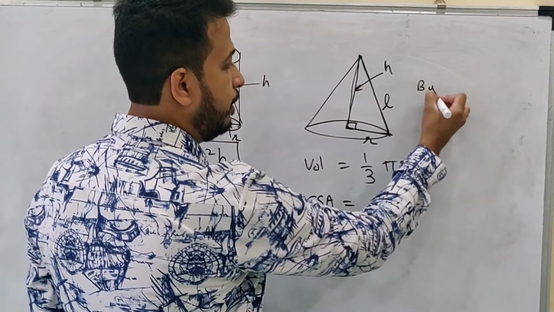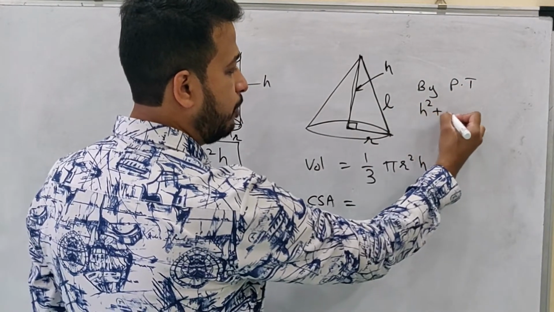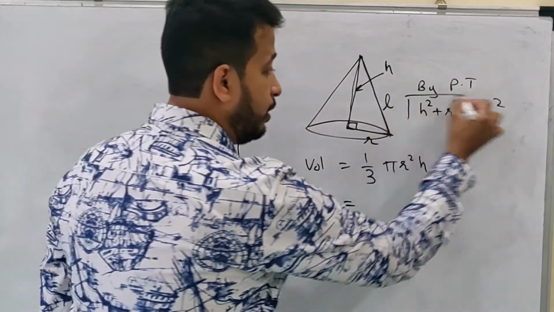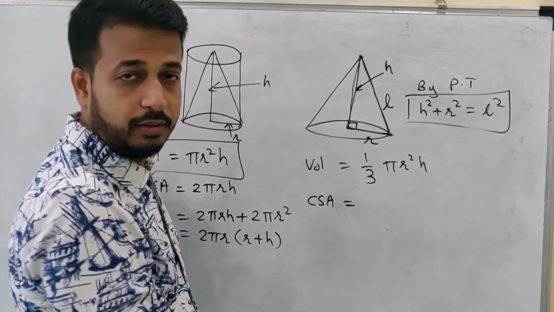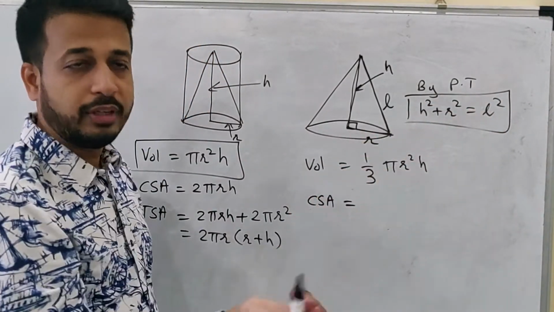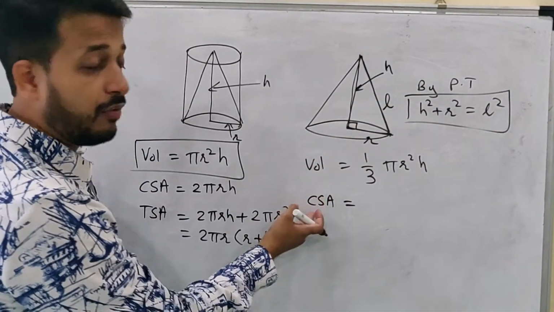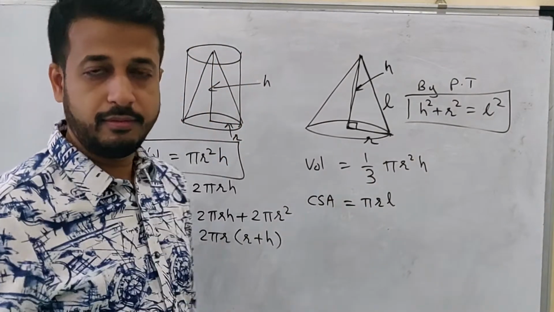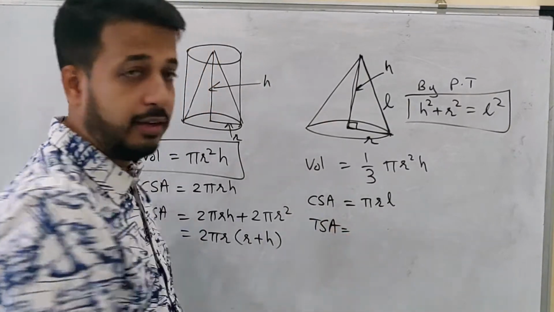So by Pythagoras theorem, I have the formula which is h square plus r square is equal to L square. This formula can be used. If I know h and r, I can get L. If I know r and L, I can get the height, right? Vice versa, I can find any values from this formula. Curved surface area is given as pi r L. Correct?